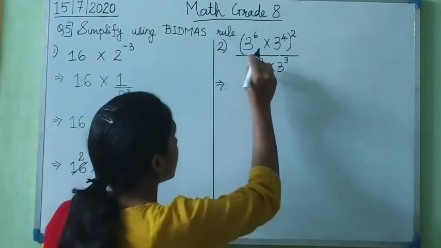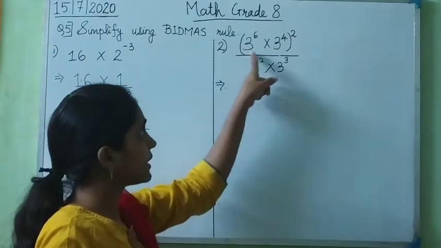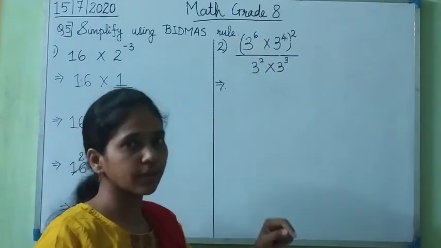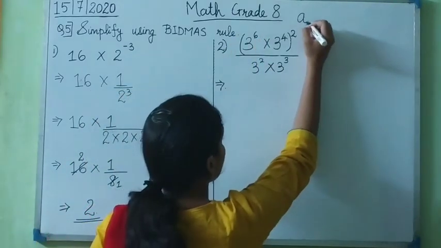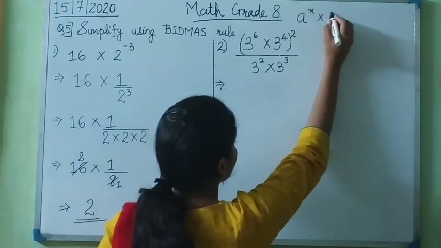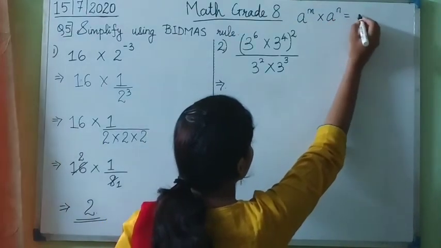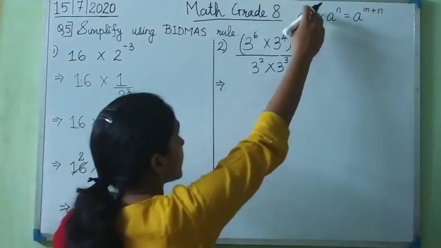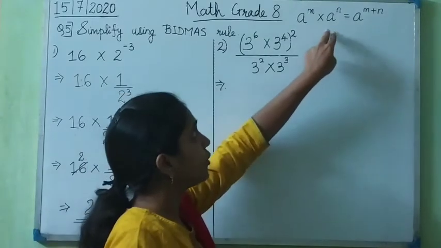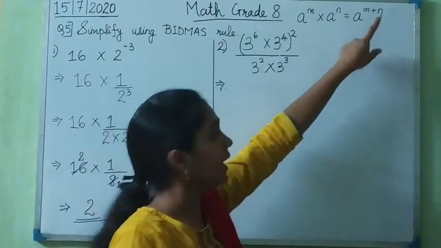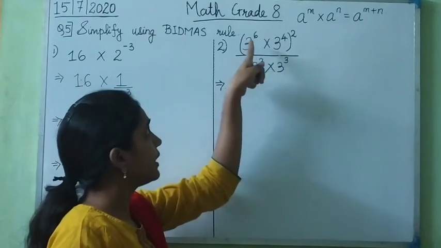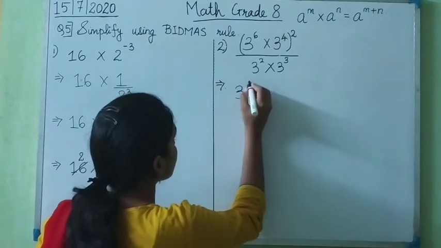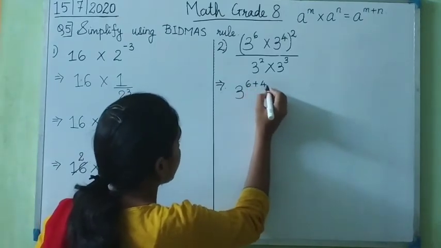So there are two numbers whose bases are the same, powers are different and they are multiplied. According to the first law of indices, a raised to m multiplied by a raised to n is equal to a raised to m plus n. If the bases are the same and the numbers are multiplied, we add their powers. So this becomes 3 raised to the power 6 plus 4.